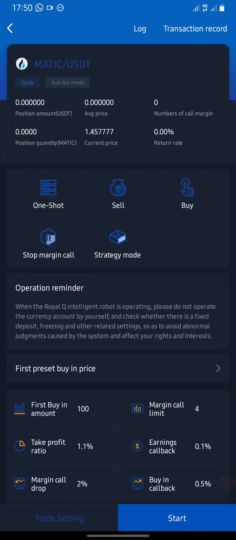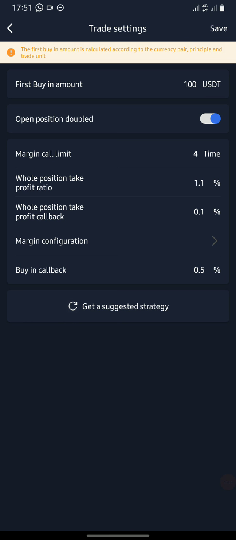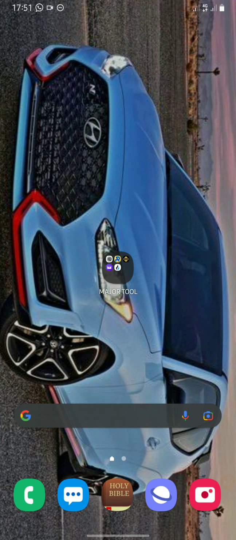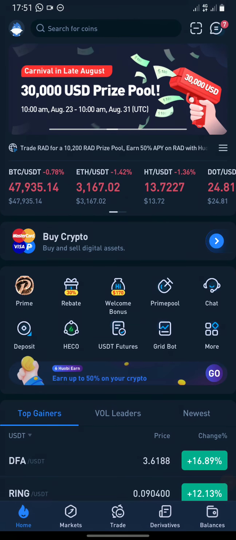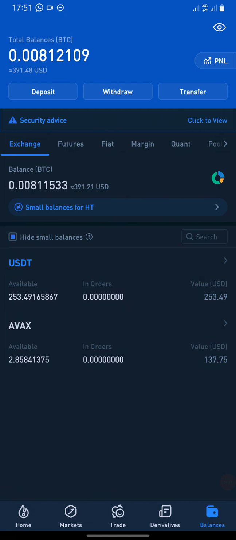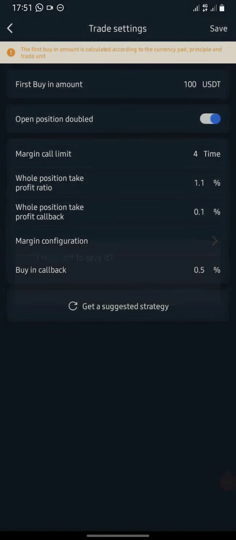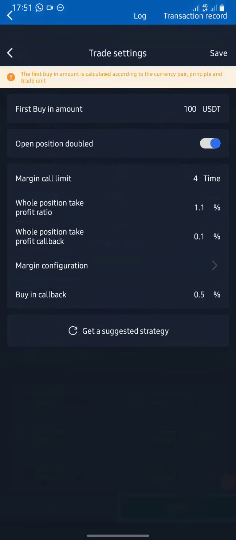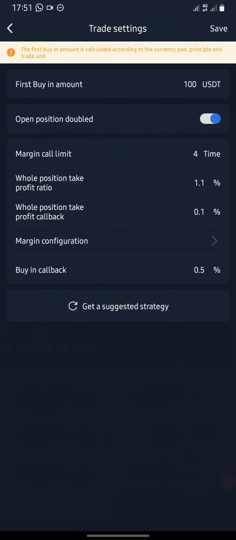All right, so let me do a real practical now for my own budget. Let's see what I have in my hobby account. Let me see. Yeah, I think I have a USDT balance of around $250, $253. All right, so let me spend $100 as my budget for Matic. Now my own personal trading, $100.